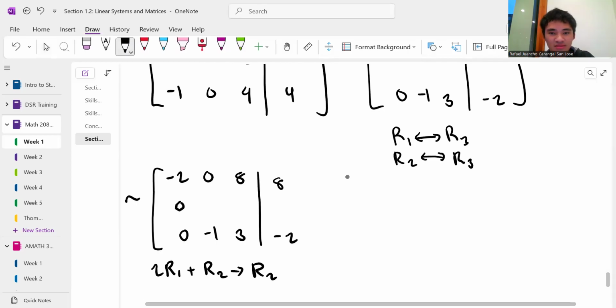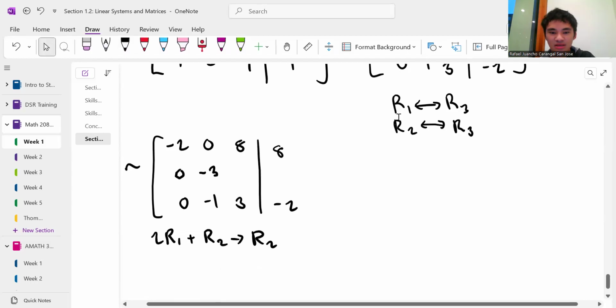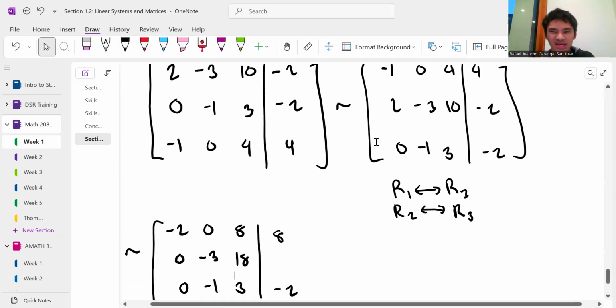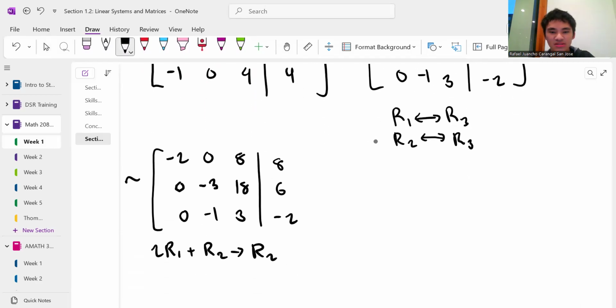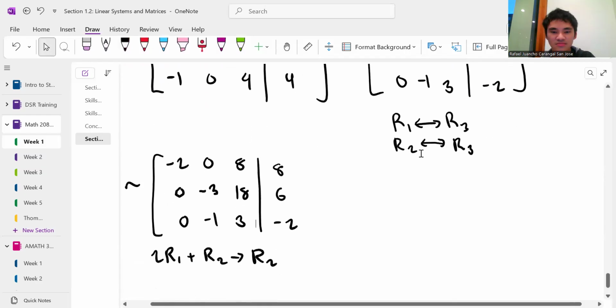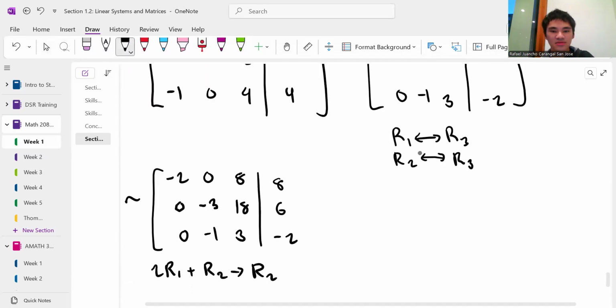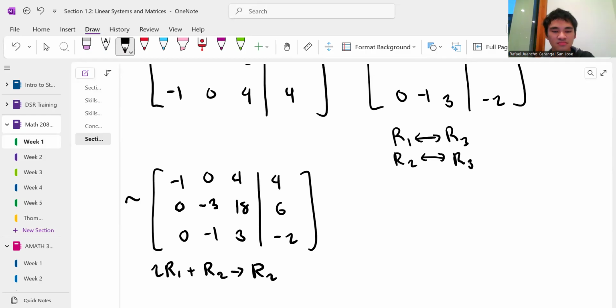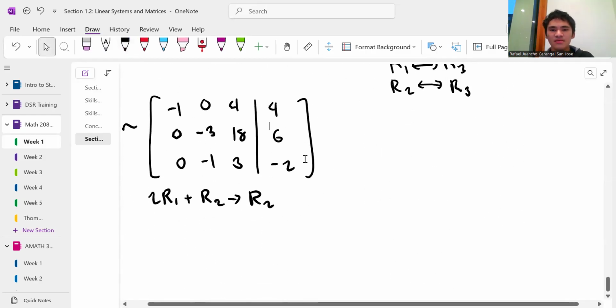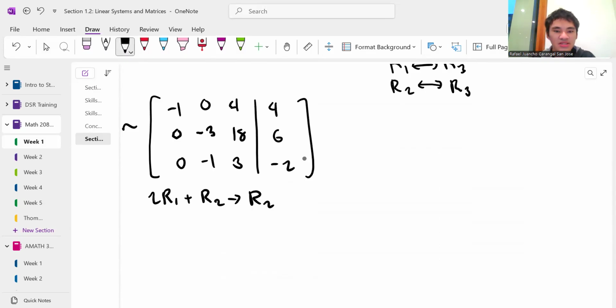-3. 0 minus 3 is -3. 10. 8 plus 10 is 18. 8 minus 2 is 6. Okay, looks about right. Now I could rescale this thing. Make it to 1, 4, 4. Okay, right. What's next? Now I want to make this thing a 0.